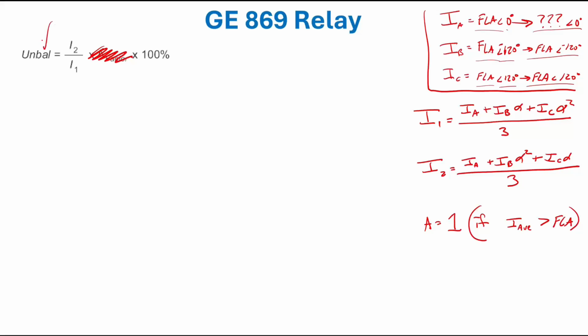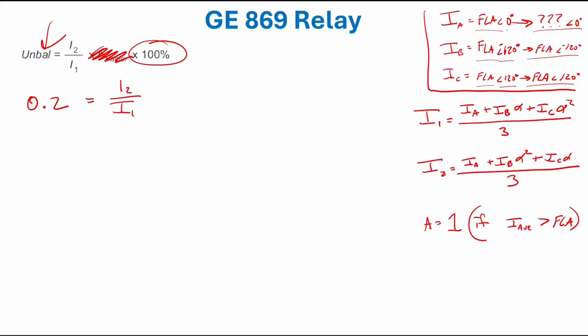This unbalance right here is a setting in the relay. It's going to be like 20, which is the default. Honestly, that's the reason the 100 is here. So I would just write 0.2 equals I2 divided by I1.